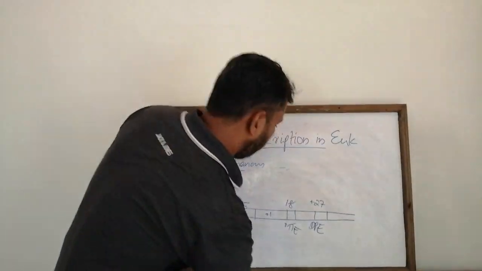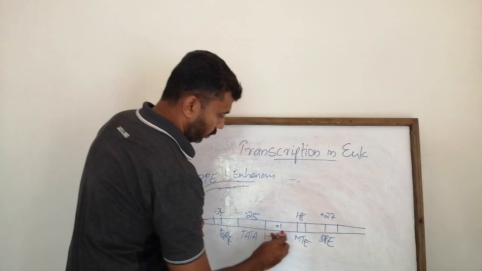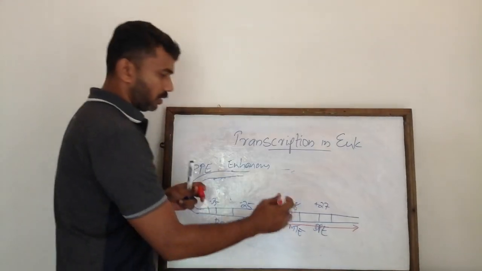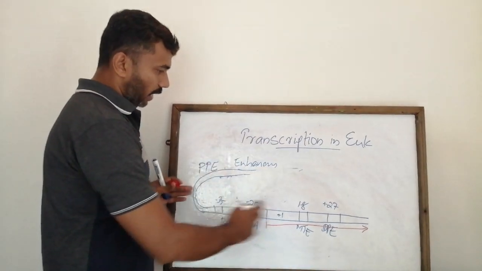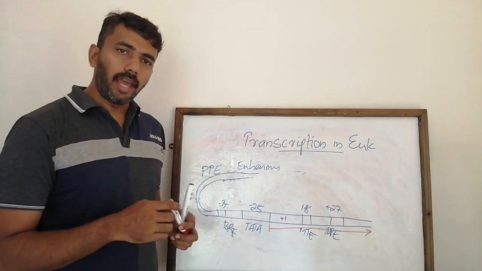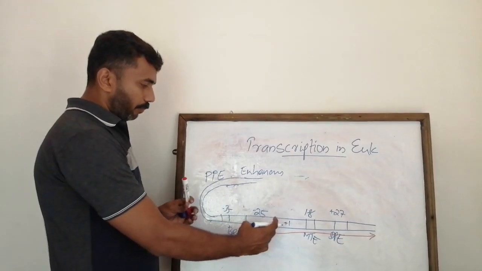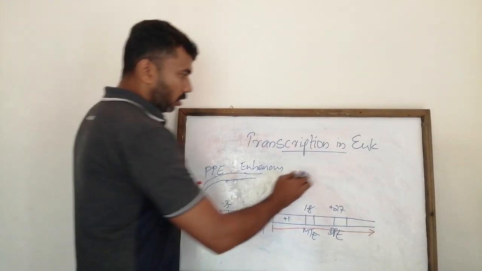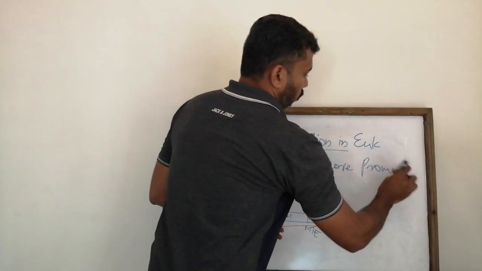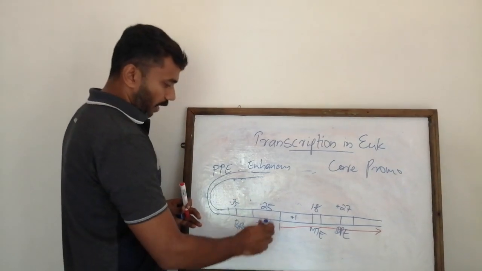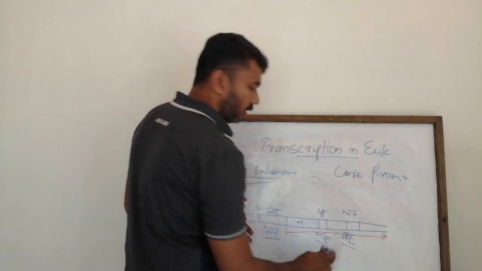This part is the part which has to be transcribed. This is the part of the gene. For that transcription, we have these entire sequences as the regulatory elements. Within this regulatory part, we can see the core promoter, which comprises the TATA box, the BRE sequence, the DPE and the MTE element.